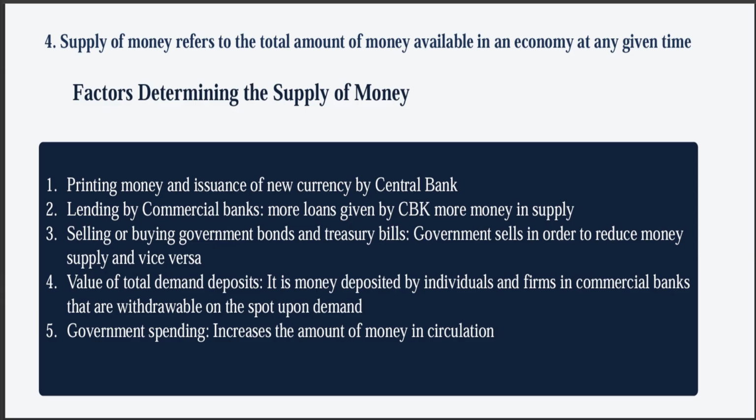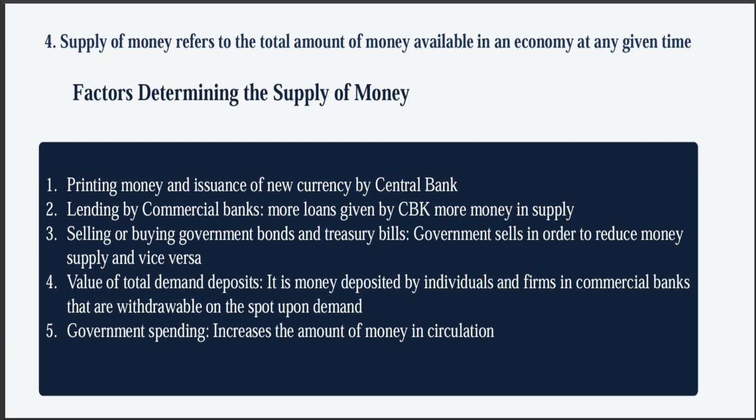So if the bank prints a lot of money and issues a lot of currency, so yamaanisha the money is circulating, so kuna pesa nyingi. So the more money it issues or prints, then the more the supply or the higher the supply. Second one is lending by commercial banks. More loans given by CBK means more money in supply. So CBK wakitoa loans nyingi, yamaanisha hizo pesa ni rahisi kuzipata and pesa zitakuwa yatembea within our economy.